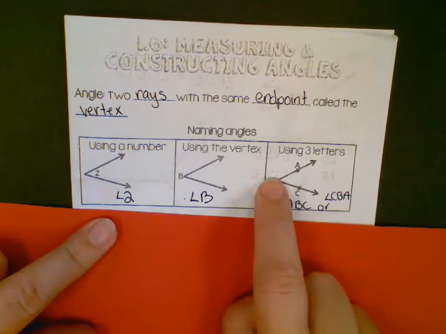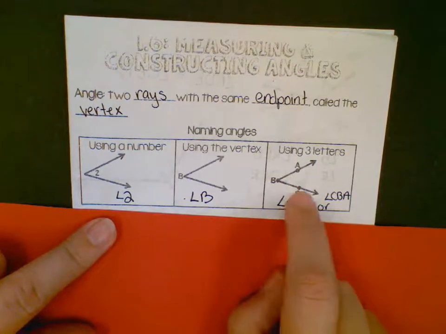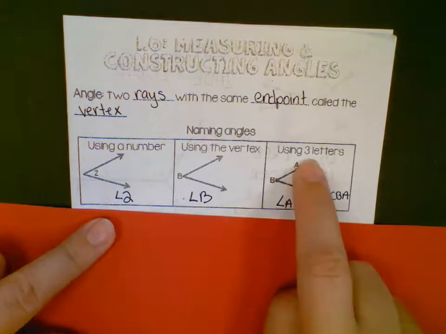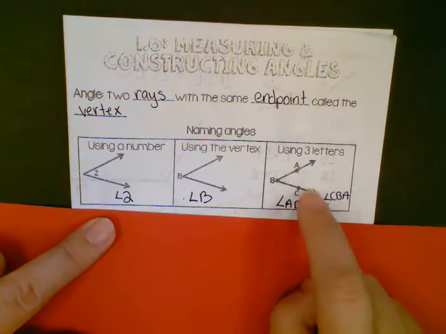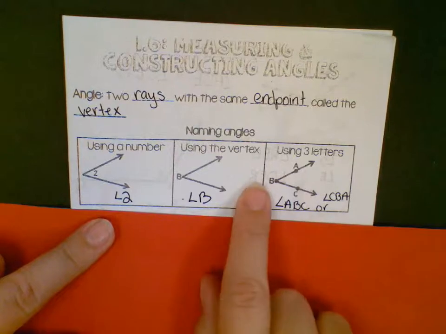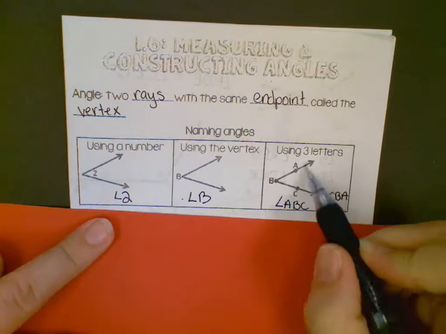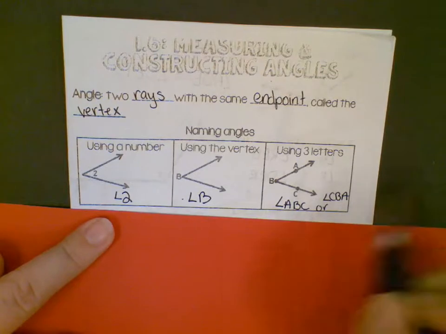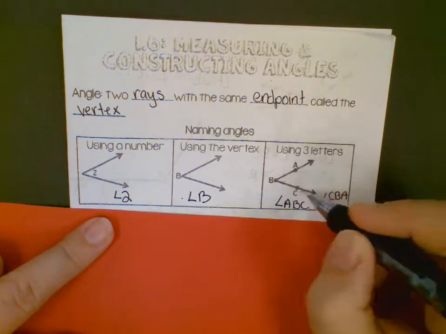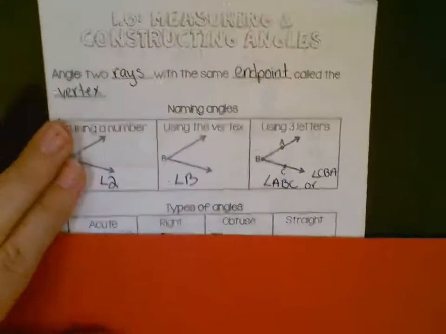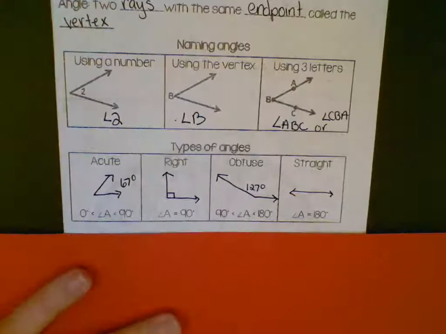Or we can use the three letters from points on there. So ABC, or you can do it backwards in CBA. The only thing you can't do is jump ACB. The vertex point has to be in the middle. So think of it as like, how would you trace it? And then that's the order, okay? So ABC or CBA.